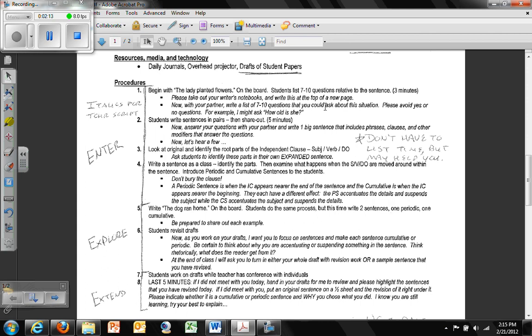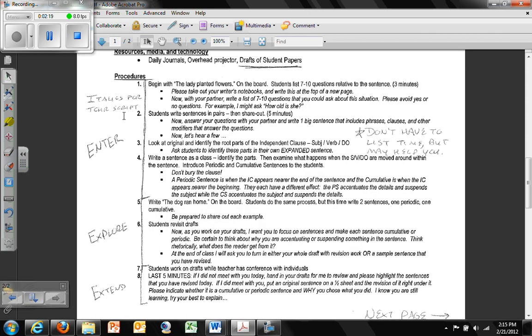You don't have to list the time like this one does, 3 minutes, 5 minutes. It may help you out, some people do that. But I very clearly have, in my terrible handwriting, enter, explore, and extend here. Italics for teacher script, things you want to make certain that you say to the class. A lot of teachers will do that. Sometimes people will highlight them after they do that so that they make it a point to say that to their students.